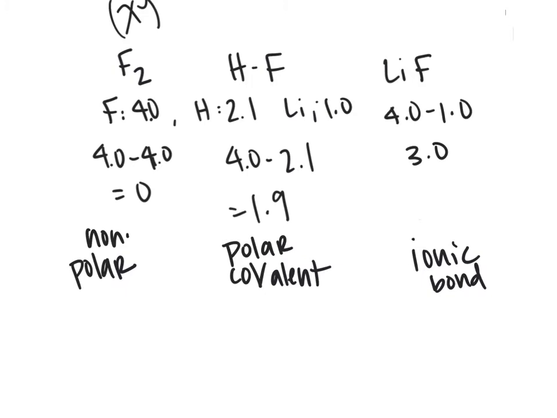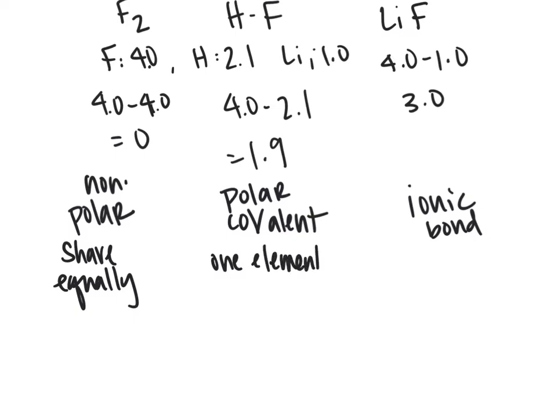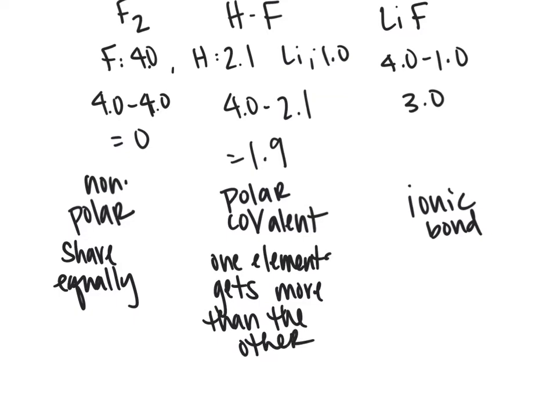In an ionic bond, as we previously learned, the electrons are basically given to one another. You can think about this as two elements sharing a blanket. For a nonpolar bond, they share equally. In a polar covalent bond, one element gets more than the other. In an ionic bond, one element takes the electrons.